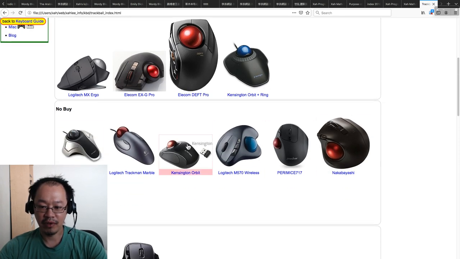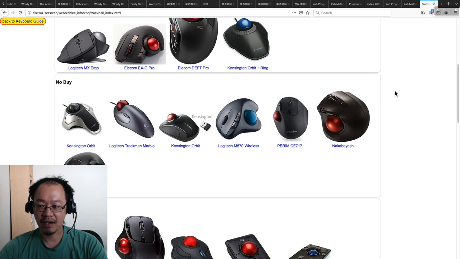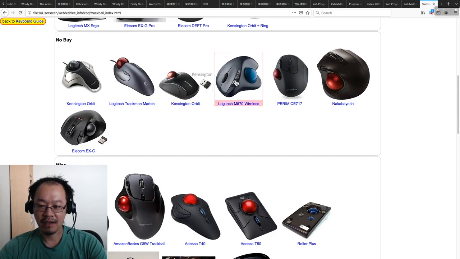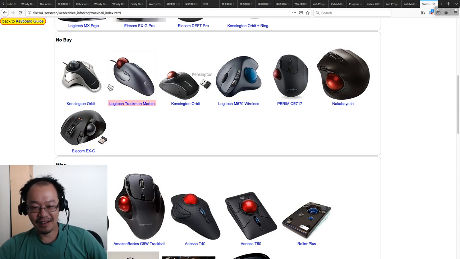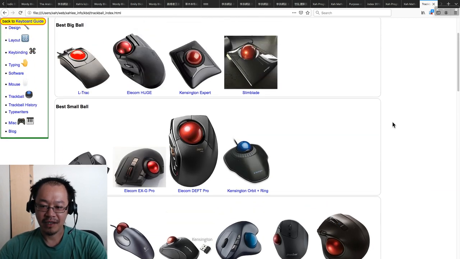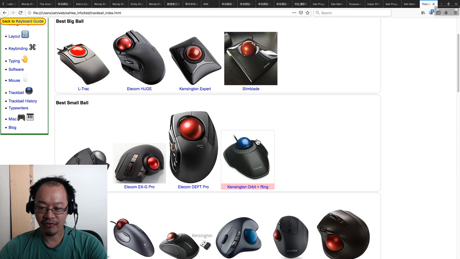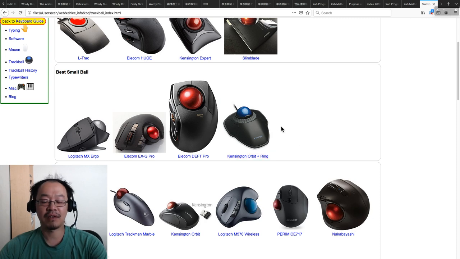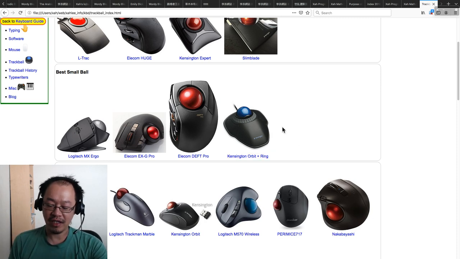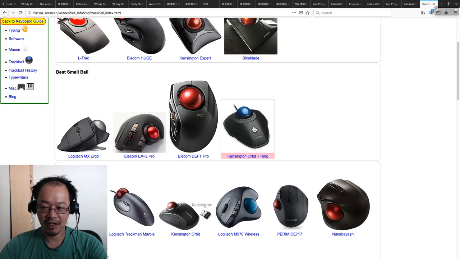So, for example, don't buy this section, all these. This one no good, this one no good. This one is also very cheap, $20, and this design has been out for like 20 years and it's no good, okay? So you want to spend a few more dollars. For example, this one is also pretty cheap, I think $30 to $40. But all things considered, this one is good, okay?